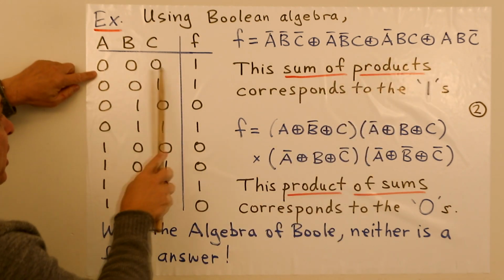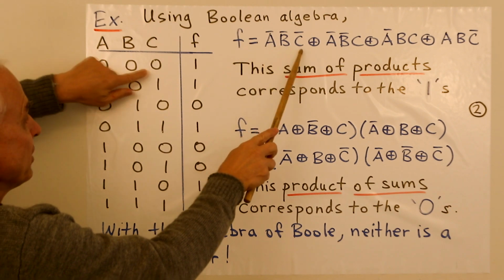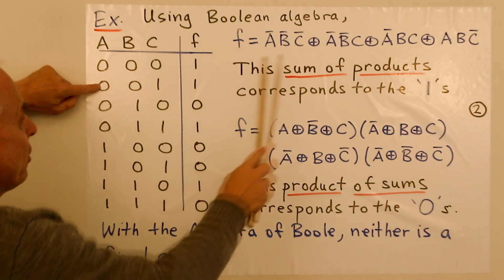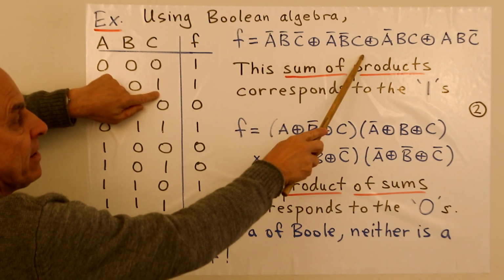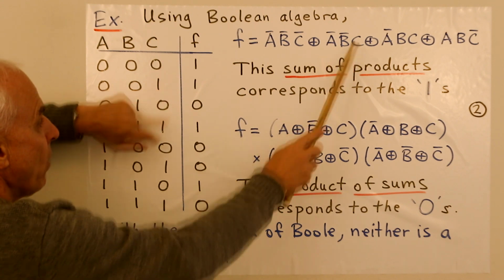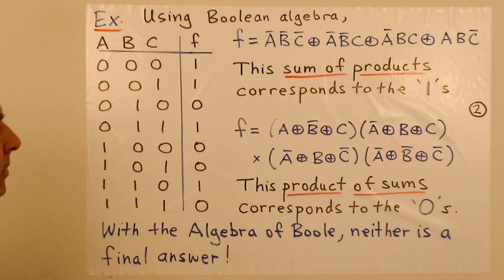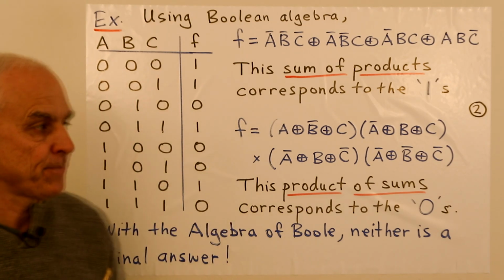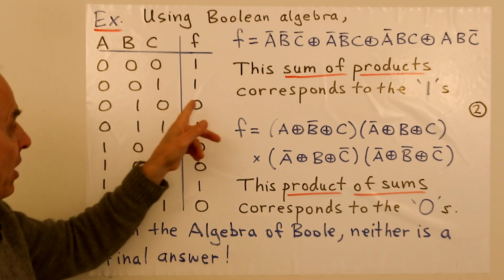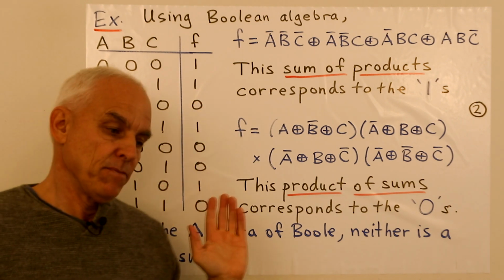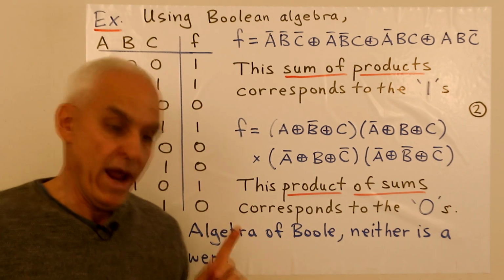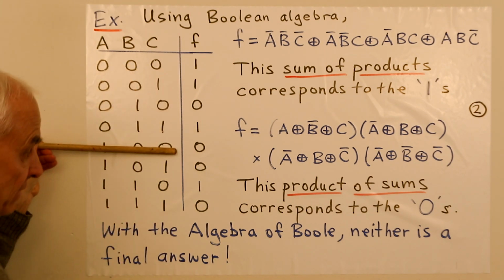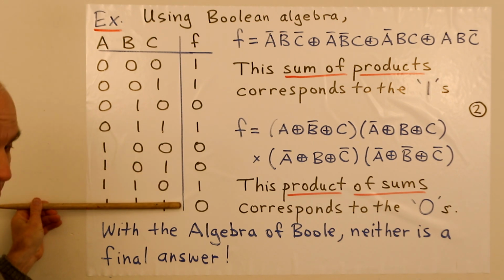Okay, so this condition here corresponds to a bar, b bar, c bar. The bar is because there's zeros here. The next one here corresponds to a bar, b bar, c, corresponding to the 0, and the 1, and so on. Okay, so that's one way of describing this Boolean function f. Another way is to concentrate on the zeros, to say, okay, this function f is going to be 1 when this is not satisfied, and this is not satisfied, and this is not satisfied, and this is not satisfied.